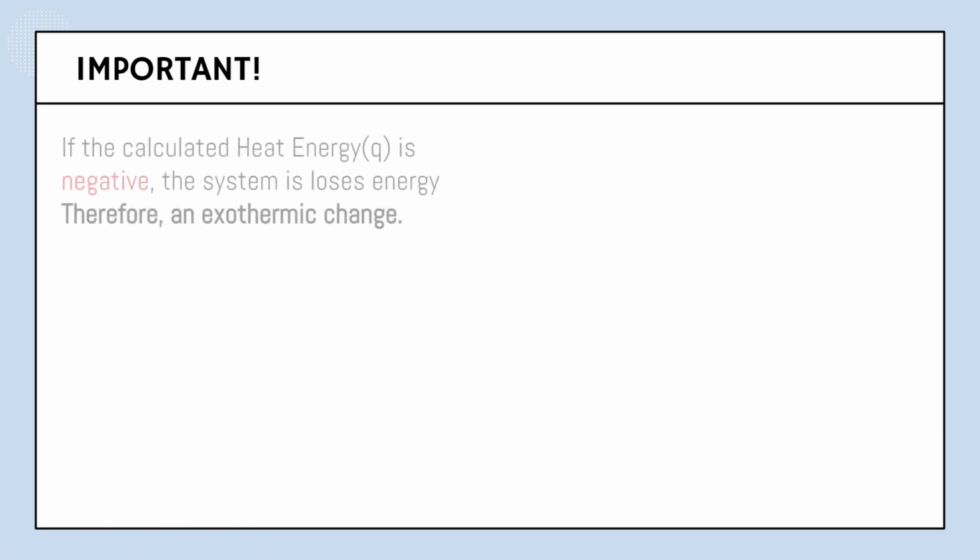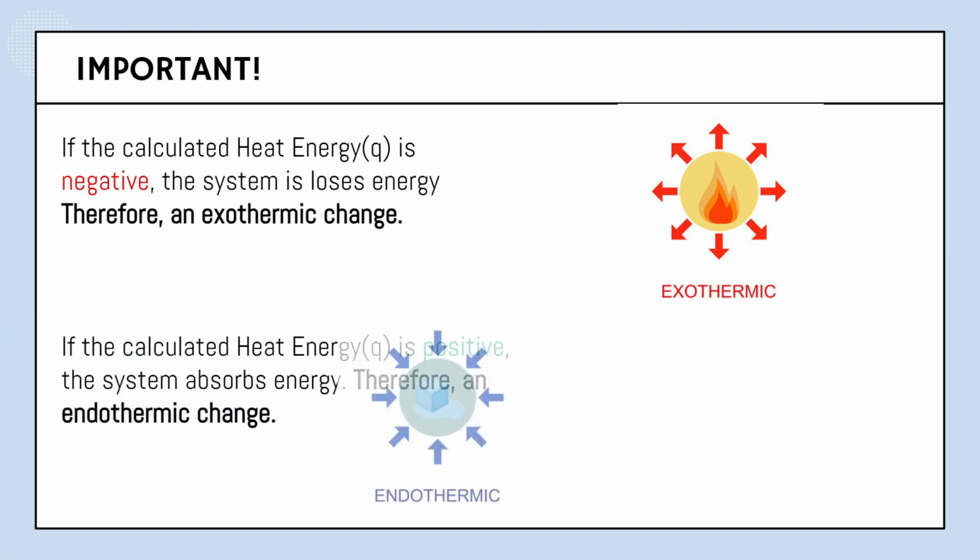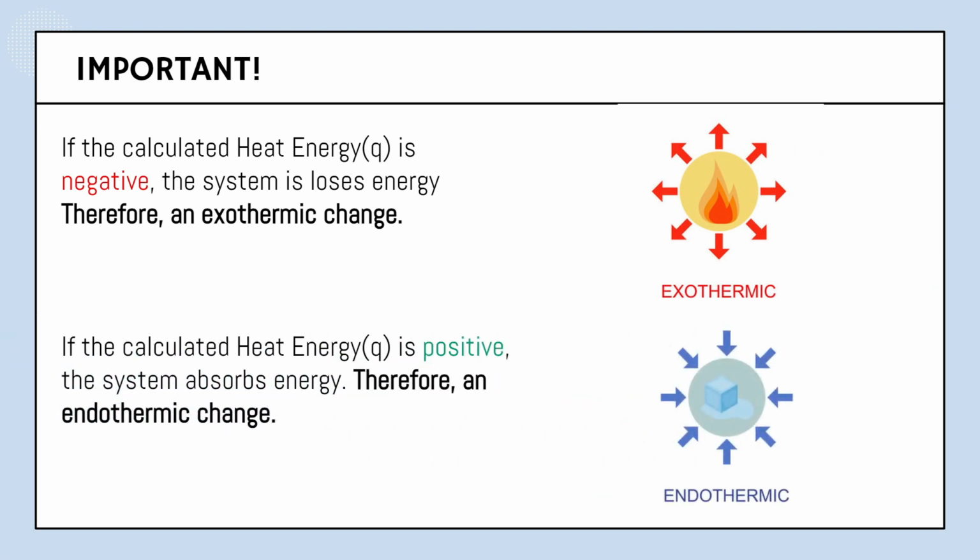This is important information. If the calculated heat energy, Q, is negative, the system loses energy, therefore an exothermic change. If the calculated heat energy is positive, the system absorbs energy, therefore an endothermic change. So let's use this example of fire. If Q is negative, the system is losing energy, therefore an exothermic change. This is shown by the fire, as the fire is transmitting this energy to the surroundings. Fire is losing heat and giving it to the surroundings.